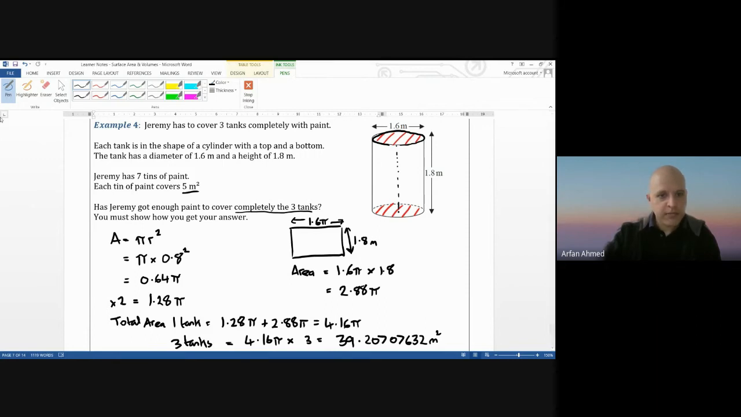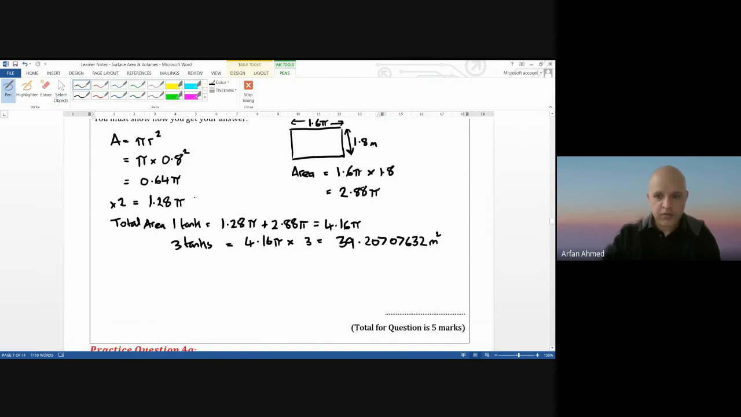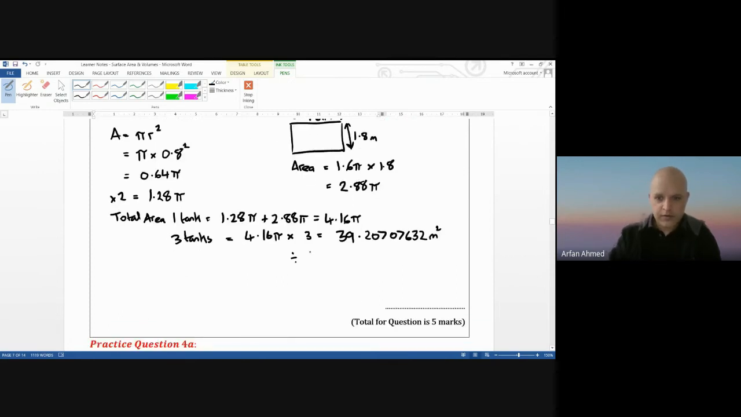Okay. How many tins of paint? Well, each tin of paint covers 5 meters squared, so we need to divide that by 5. So just divide your answer by 5. Don't clear your calculator. Your calculator stores your previous answer. Just keep it on screen. What I just did was press divide by 5 equals. We got 7.841415,263.